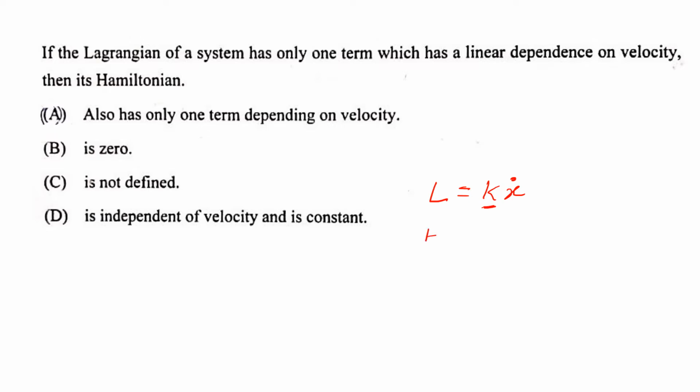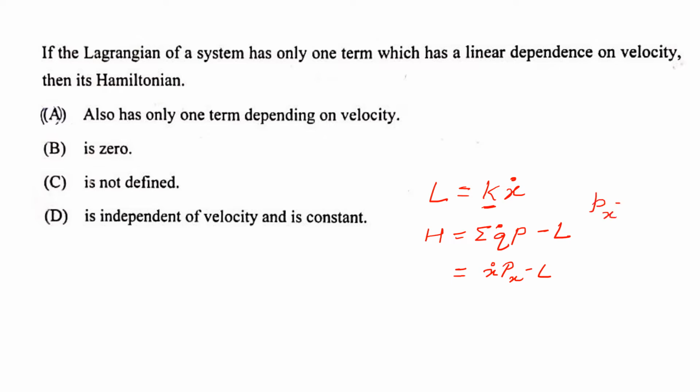Then the Hamiltonian H can be written as, H is given by summation of q dot p minus L, where q dot is generalized velocity, p is generalized momentum, minus L, that is the Lagrangian. So here, given that it has only one term, H can be written as x dot px minus L.